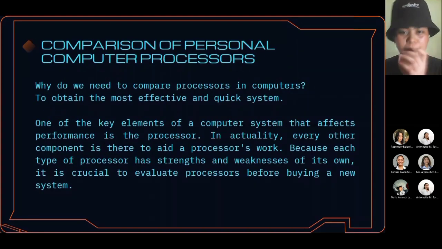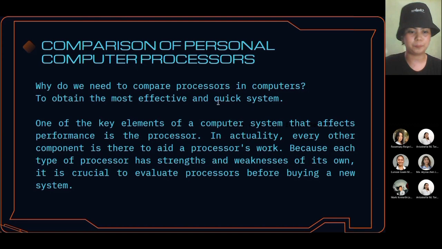So why do we need to compare processors and computers? The quick answer is to obtain the most effective and quick system. One of the key elements of a computer system that affects performance is the processor. In actuality, every other component is there to aid the processor's work. Because each type of processor has strengths and weaknesses of its own, it is crucial to evaluate processors before buying a new system.